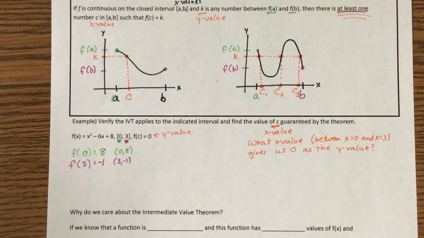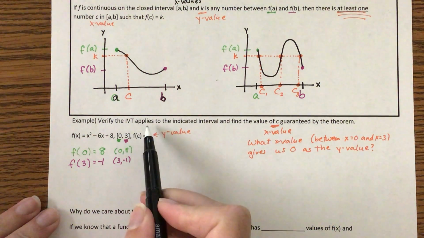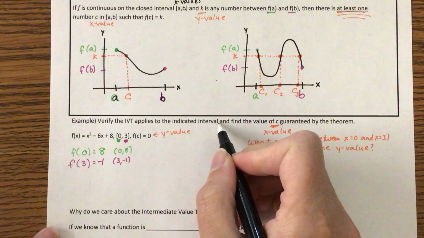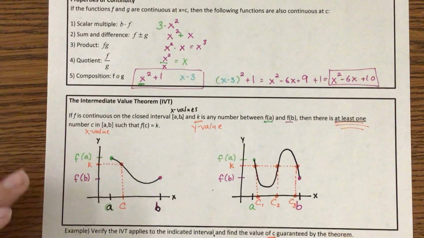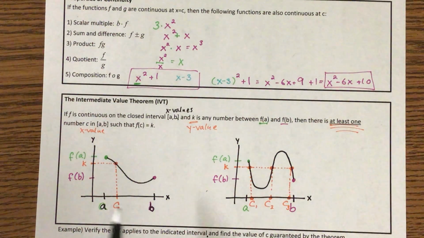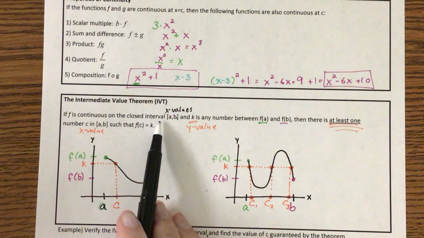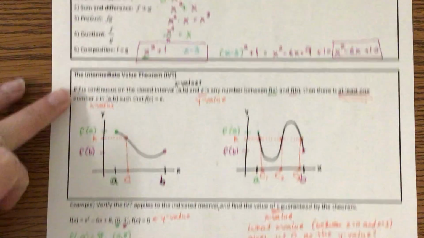Okay. So this says verify that the intermediate value theorem applies. That is the first bit that we are going to do. So we're going to stop here and verify that this applies. That means we're going to go up here to the actual theorem. It says if f is continuous on a closed interval. So is f actually continuous on the closed interval from a to b?